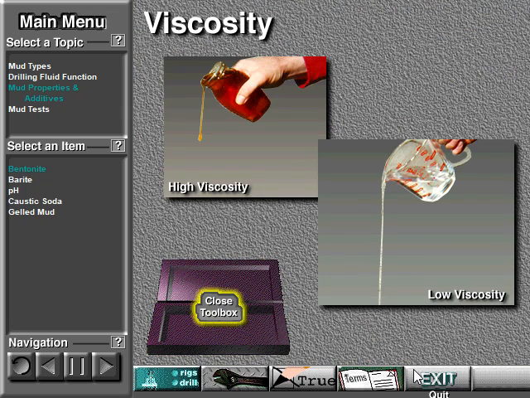Viscous fluids are more resistant to flow. Honey is a good example of a viscous fluid. Pure water is not viscous.